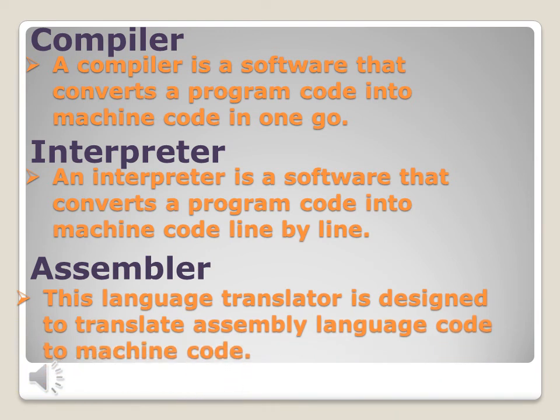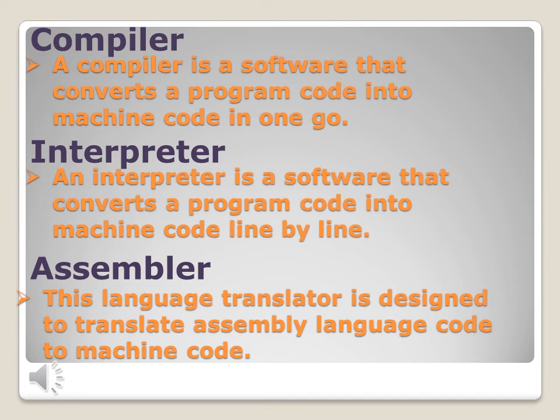A compiler is a software that converts a program code into the machine code in one go. An interpreter is a software that converts a program code into the machine code line by line. This is the main difference between the compiler and the interpreter. The other differences of the compiler and interpreter we'll see after this.